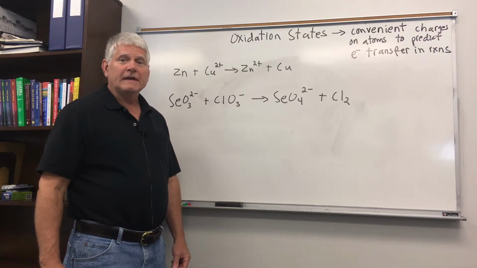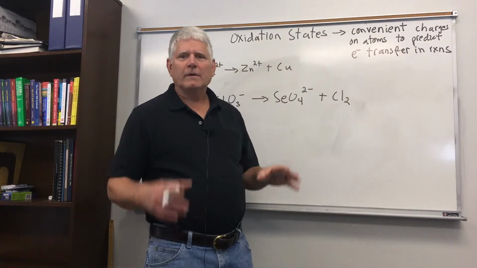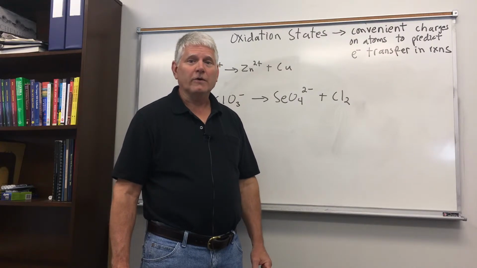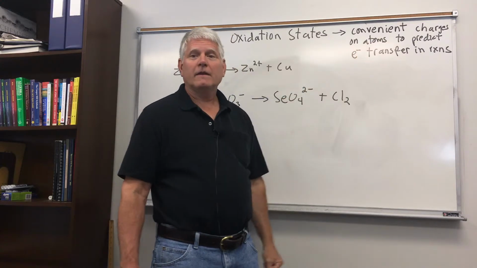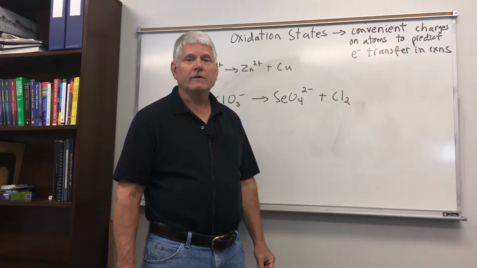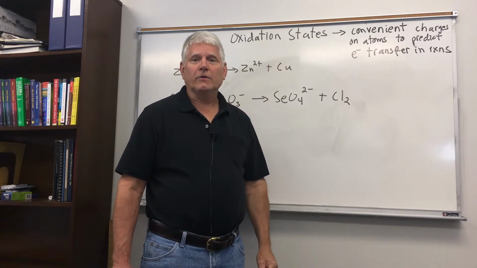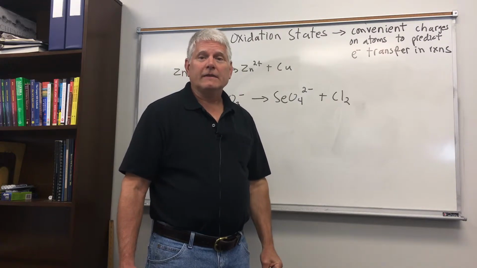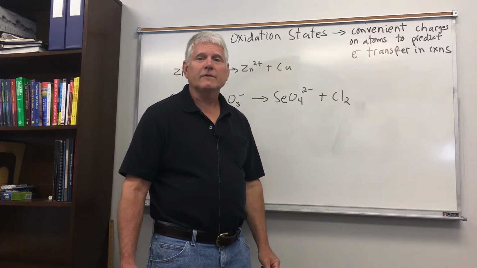Let's consider oxidation states. Oxidation states are convenient charges. What I mean by convenient, they could be real charges, but in many instances they're fictitious charges. But it's used to predict the electron transfer that occurs in an oxidation reduction reaction. So we're going to assign each atom in a molecule an oxidation state and see if that oxidation state changes during the reaction, and that will tell us if electrons have been transferred.